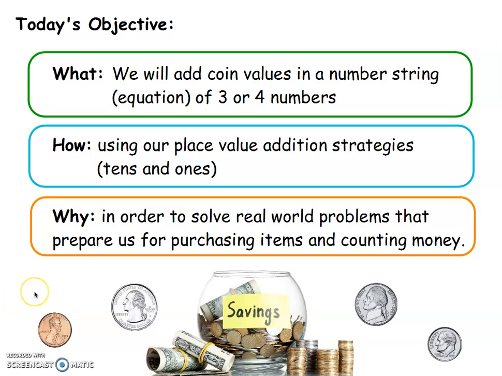I love it. All right, so this time it's going to be a little bit more of a challenge. Instead of adding 3 numbers together, we're going to go for 4 numbers, okay? So we are still going to add coin values in a number string or equation of 4 numbers. How? We're going to use our place value addition strategies, tens and ones, and working our way into 100s. And why? In order to solve real-world problems that prepare us for purchasing items and counting money. So let's go ahead and get started.